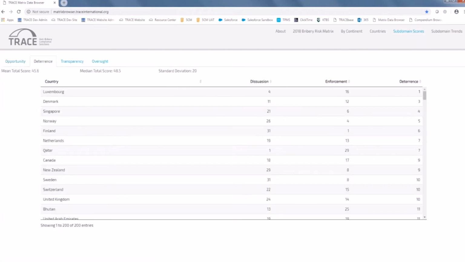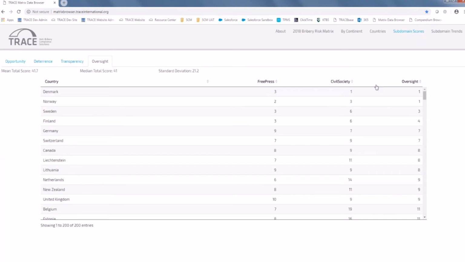You can do the same thing with deterrence, which is made up of what we call dissuasion, the informal constraining and deterring effect of societal attitudes, and enforcement, which is the country's overall ability and will to enforce its anti-corruption laws and laws generally, which then combine to give us the deterrence score. Transparency, the subdomains here we refer to as processes and interest, and for oversight, free press, and civil society.